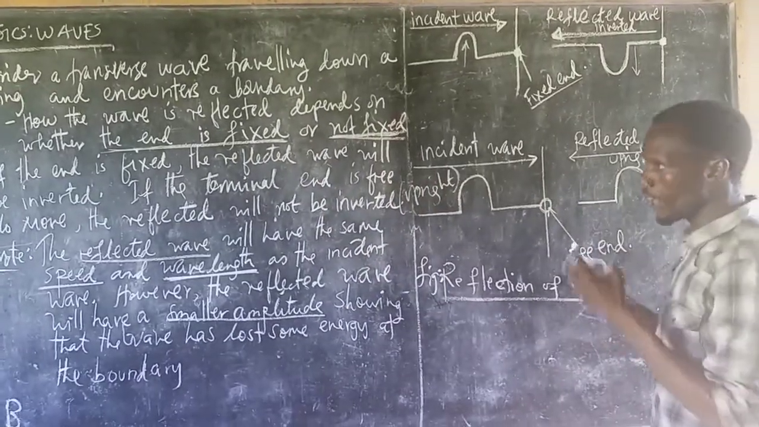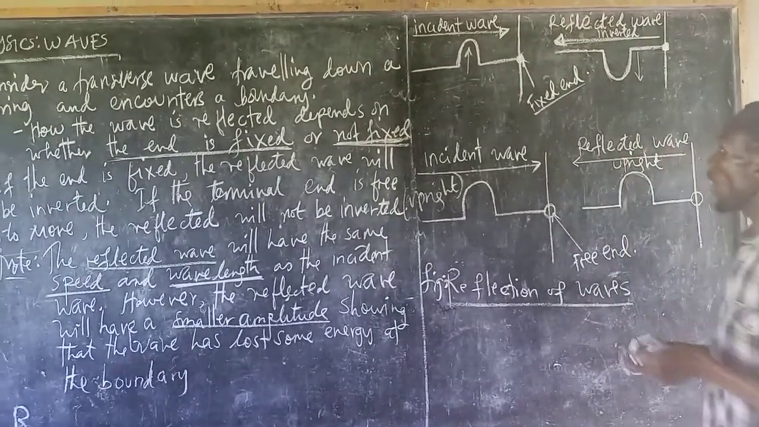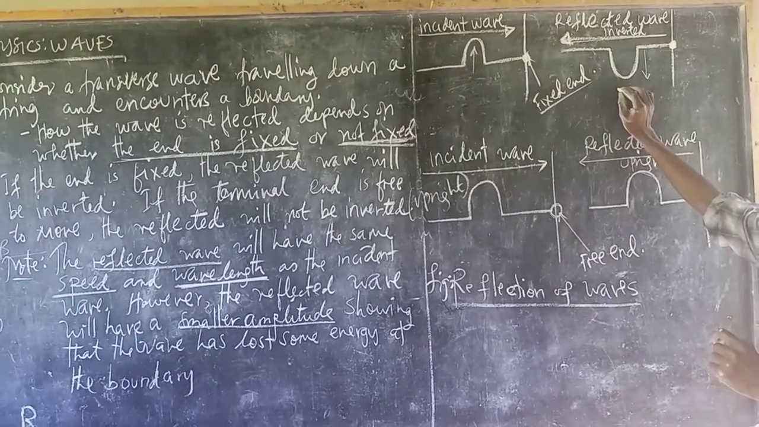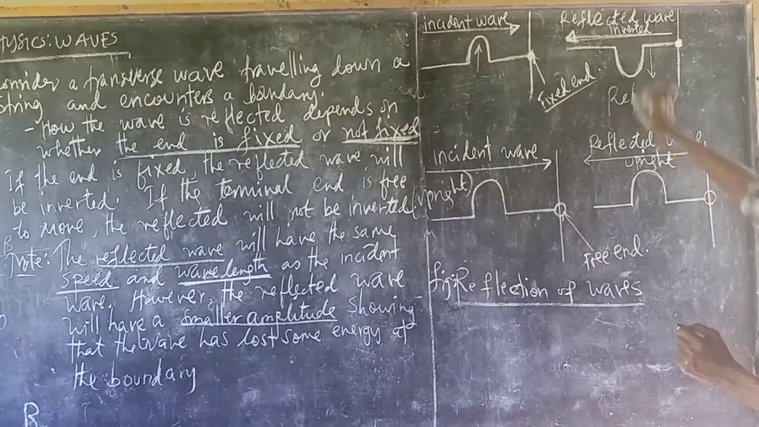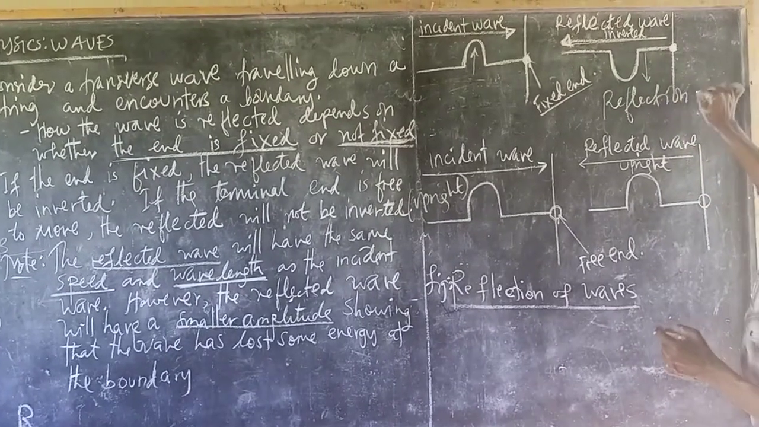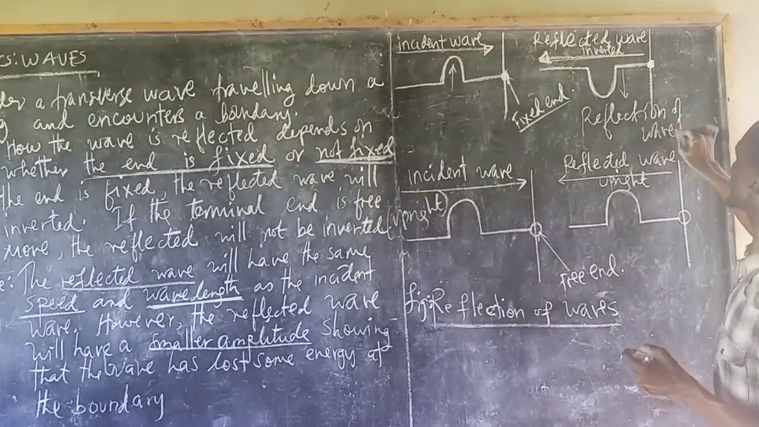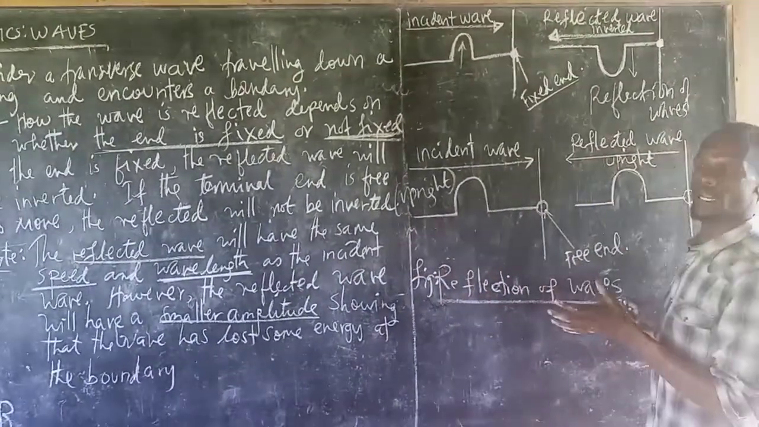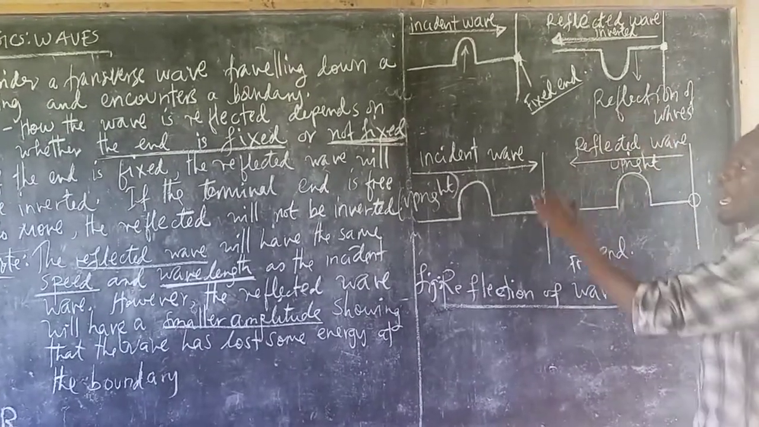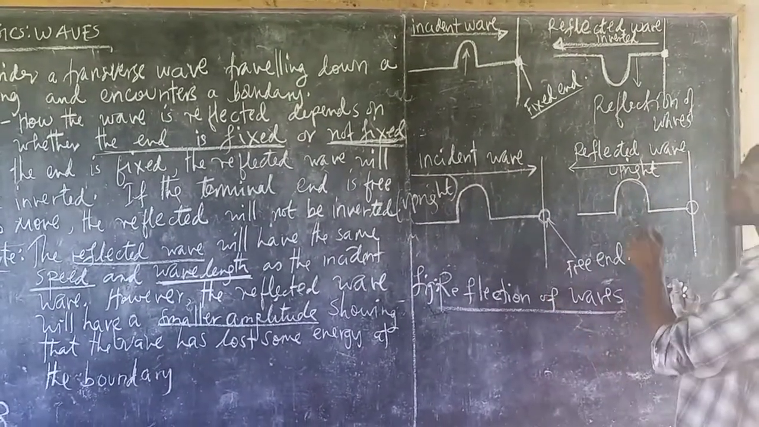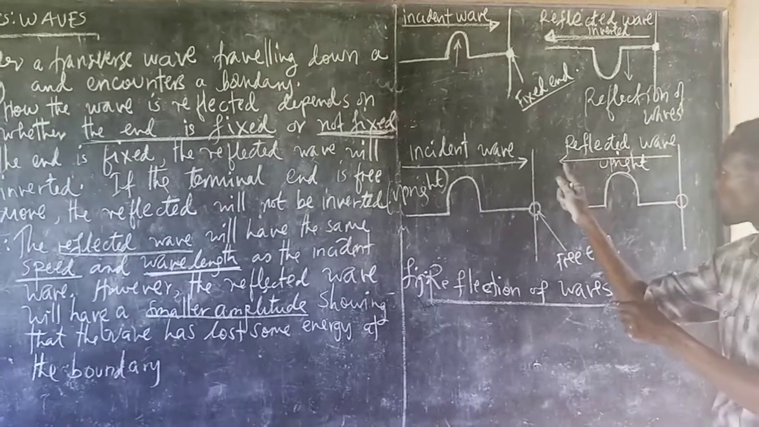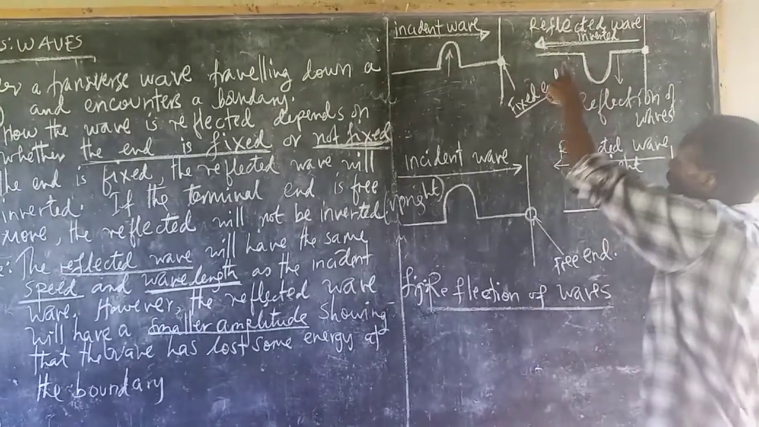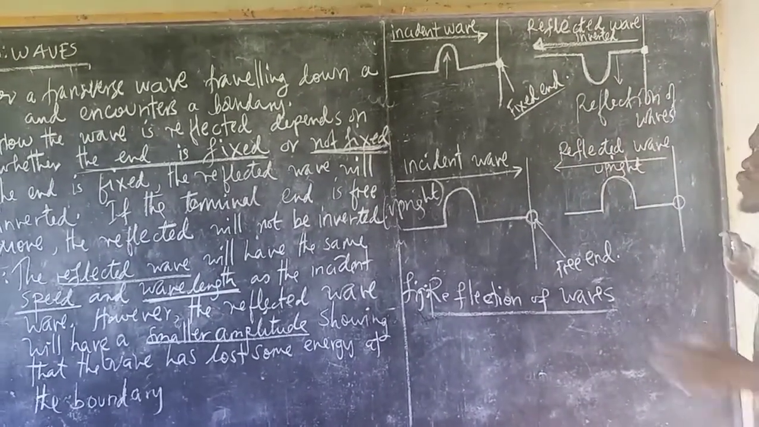So, reflection of wave depends on two things. Whether there is a change of medium or there is a change of speed. It is where now we find what we call reflection of wave. Reflection of wave means it is sending back of wave as it meets with the boundary. As you can see here, this is the sending back of wave as it meets with the boundary.